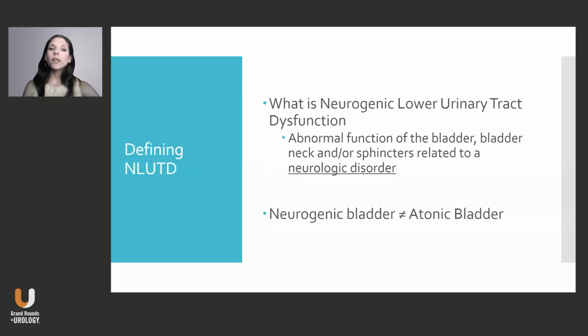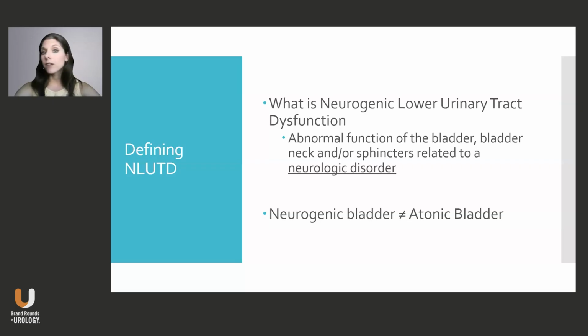So I think to start, it's really important to define neurogenic lower urinary tract dysfunction, NLUTD. So what is it? And it's different than just saying neurogenic bladder, right? Because it's the abnormal function of not only the bladder, but the bladder neck and or the sphincters, and that is related to a neurologic disorder. And I underline that because it's important to have a neurologic disorder in order to qualify as having NLUTD. And even more so, I wanted to say that neurogenic bladder is not equal to atonic bladder.